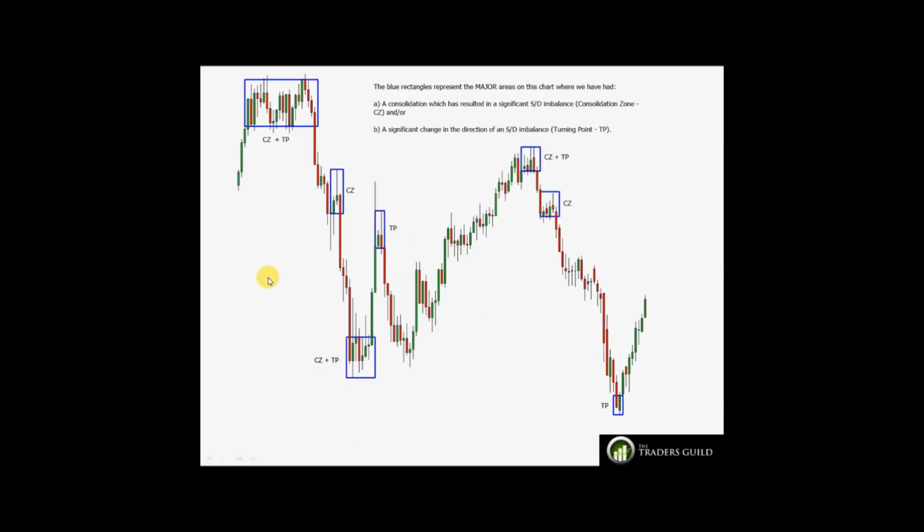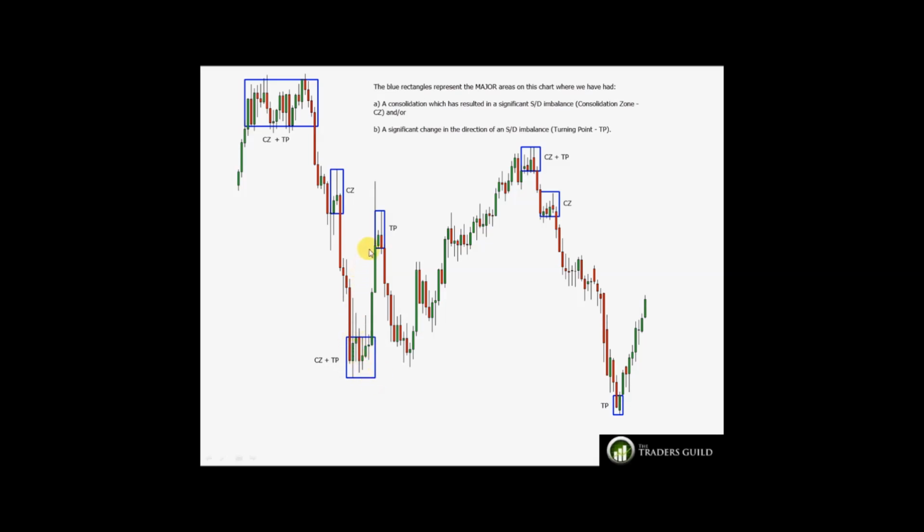Okay, let's look at another example where we can identify consolidation zones and turning points. CZ is a consolidation zone and TP a turning point. So we can see here we have a clear consolidation, we have a supply exceeding demand imbalance and price falls, another small consolidation, price falls again. This one is both a consolidation and a turning point because it has occurred at a swing low.